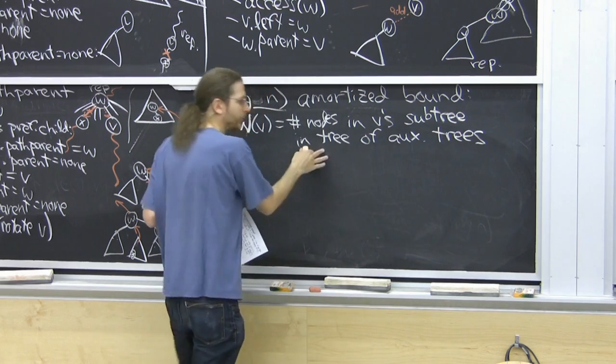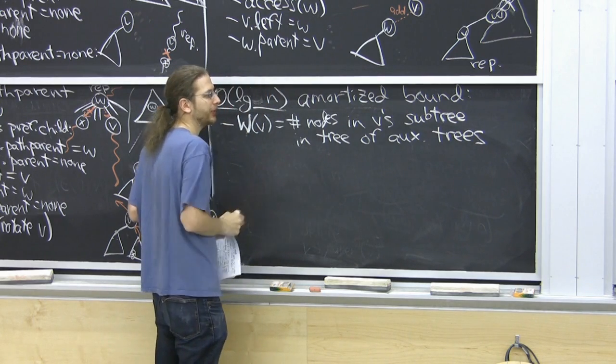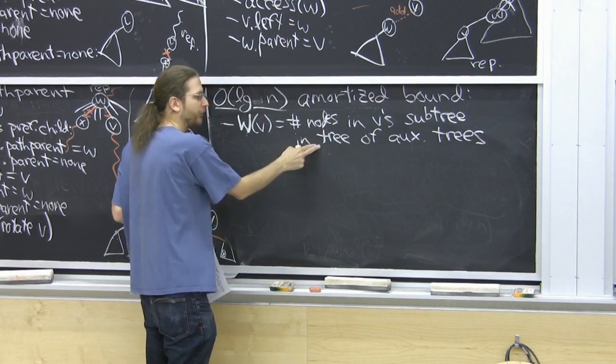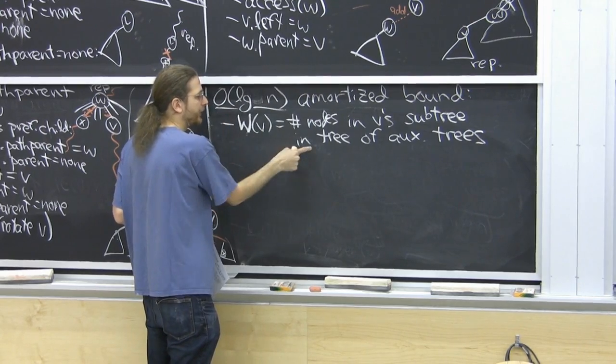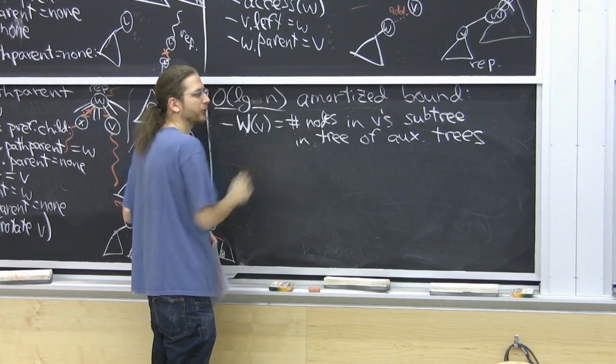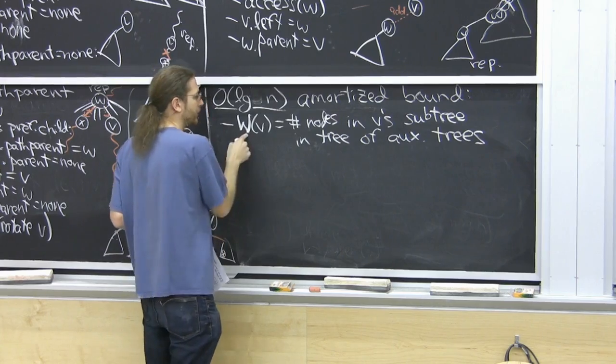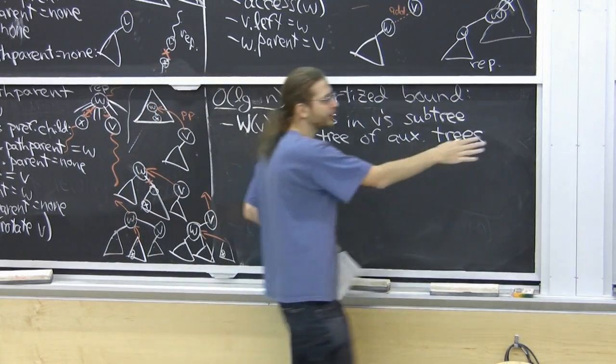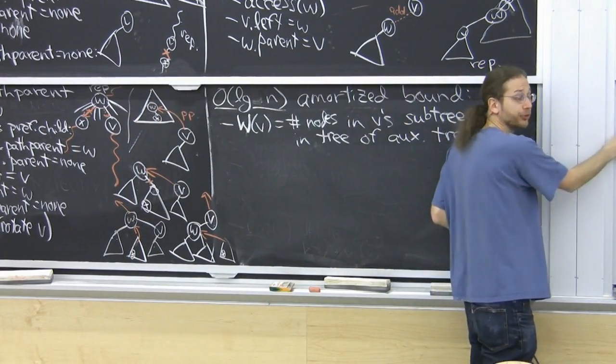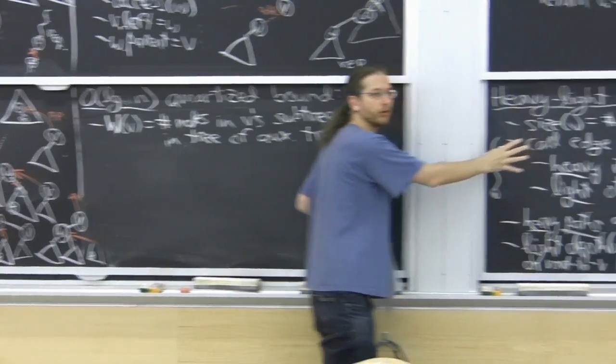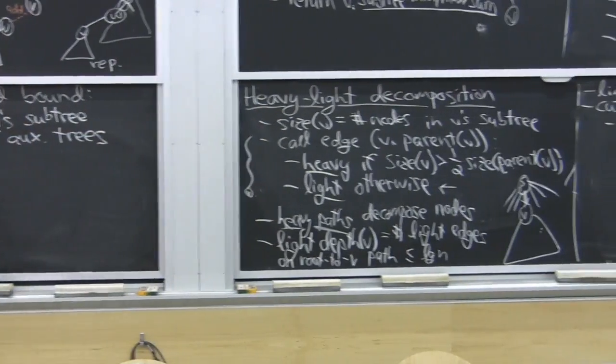Okay, now we're thinking about the tree of aux trees. For the analysis, we need that. This is a tree of splay trees. And what I'm looking at is, in that tree of aux trees, how many nodes are in the subtree of V. That's what I'm going to call W of V, whereas size of V was thinking in the represented tree. So it's a totally different world. Here we're thinking about the tree of aux trees.